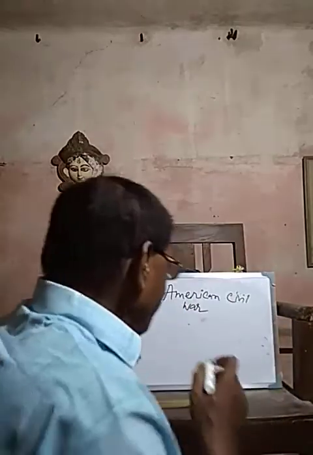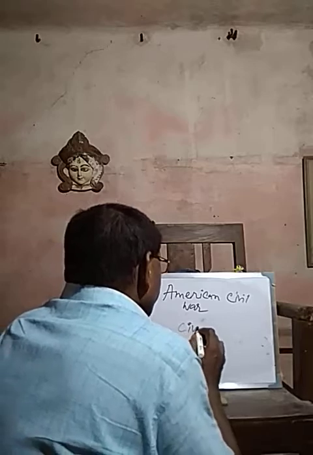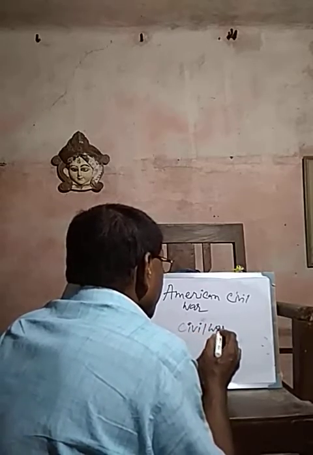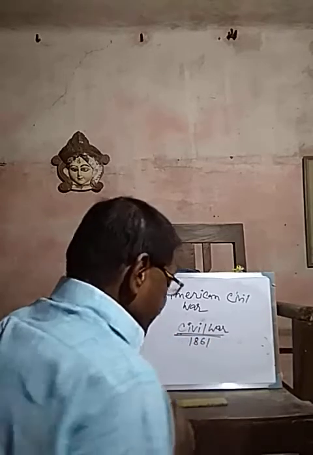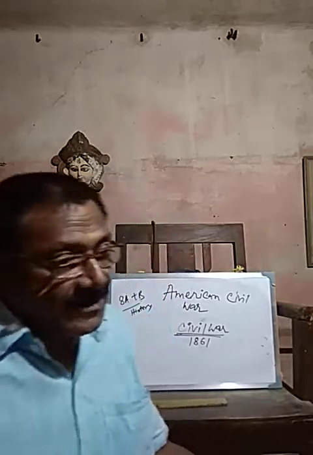And then on behalf of the Republican Party, they started an anti-slavery agitation, and then he decided to declare war on the southern states. The civil war took place in which year? In the year 1861, the civil war took place.